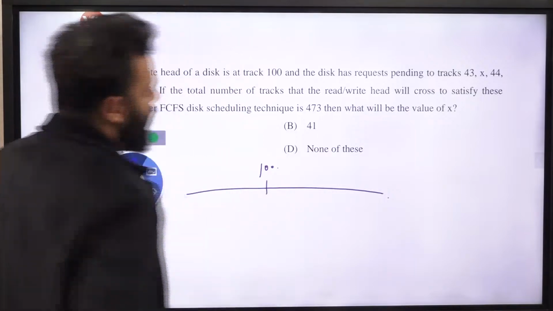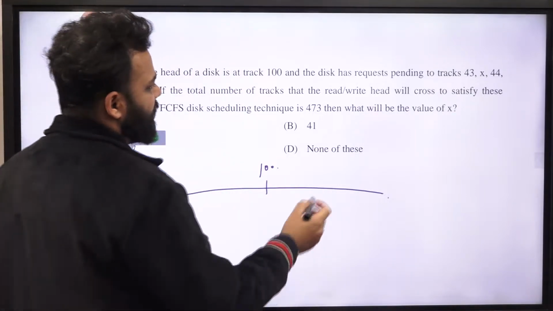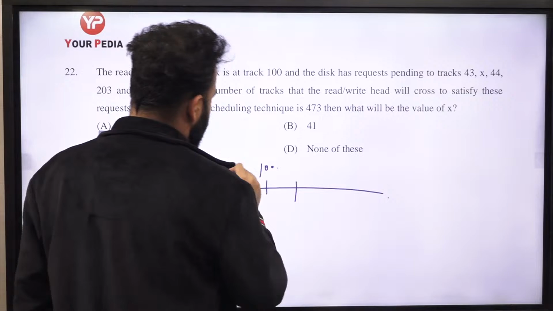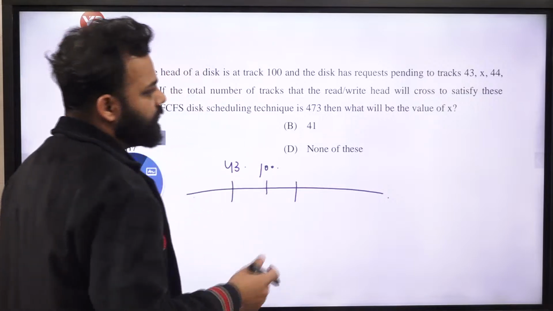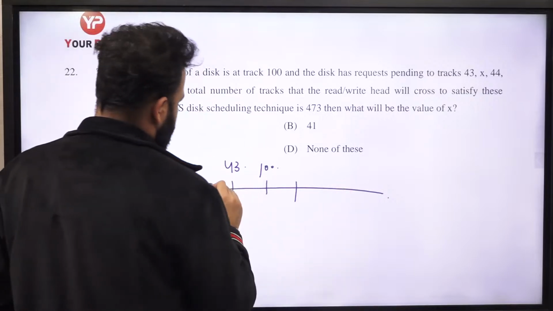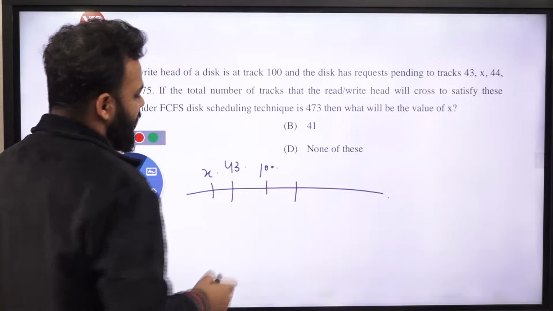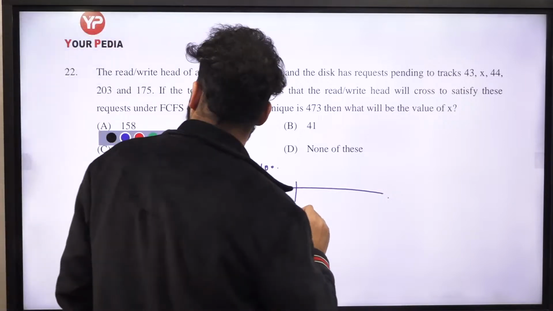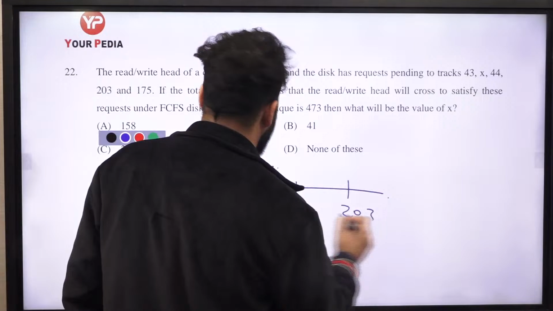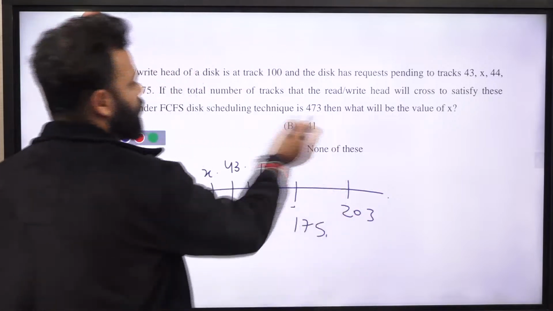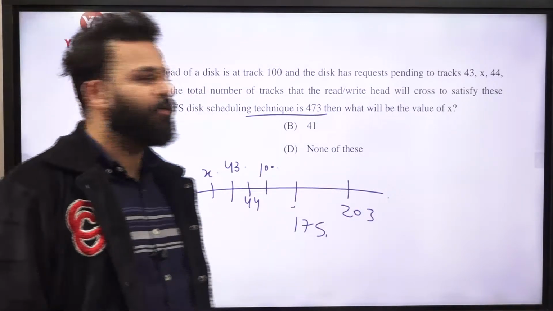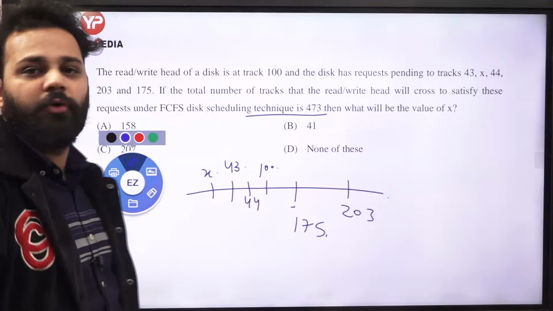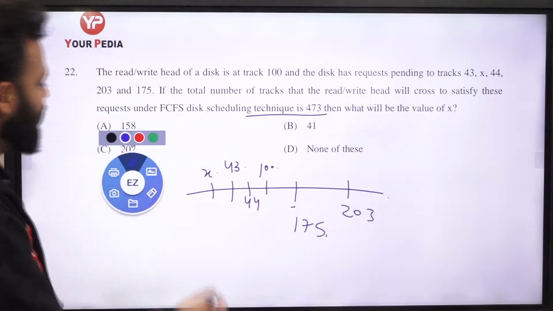After that the pending requests are: it is going to 43. After that it is going to, let's say, X, and then after that it is going to 44. After that it is going to 203, and then it is going to 175, and it is saying that the total disk scheduling seek is 473. So what will be the value of X?